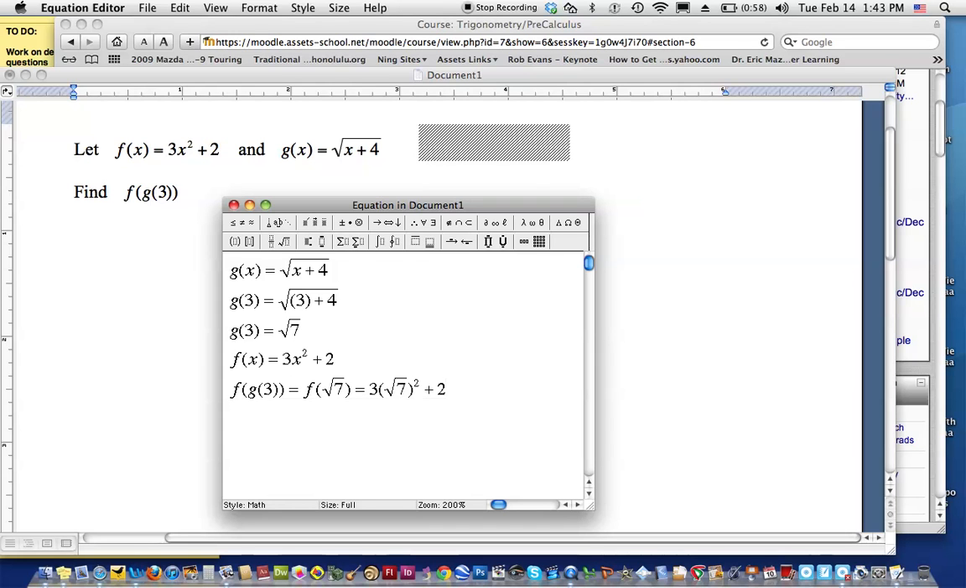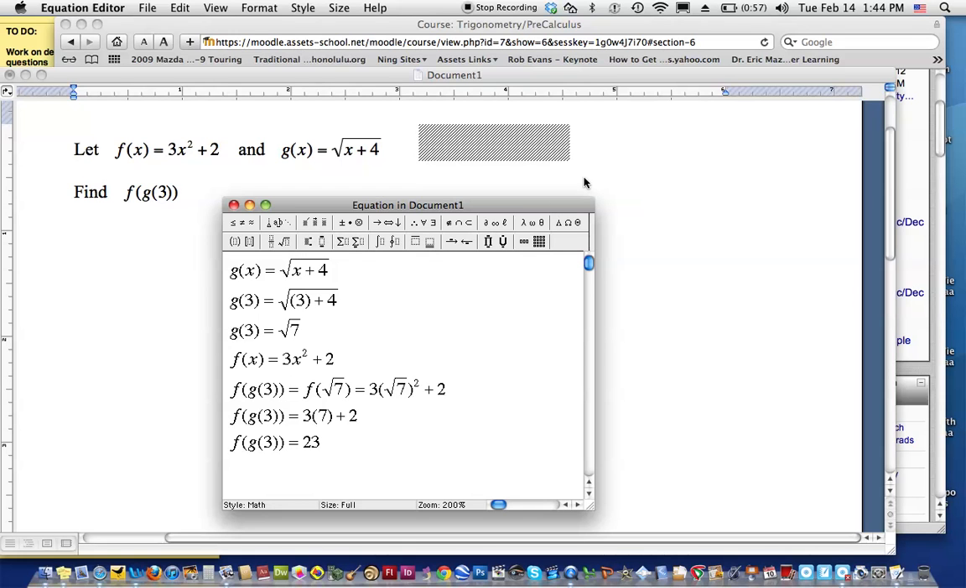Now, what I know about this is that the square root of 7 squared, whenever you square a square root, it becomes a real number. So what I've got is 3 times 7 plus 2. So my final answer for this equals 21 plus 2, or 23. So my final answer is 23 for this problem.